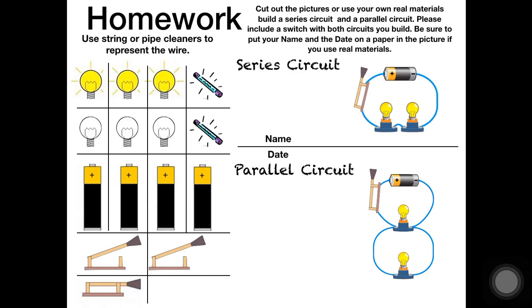A parallel circuit, as you can see here, has a wire that goes from the battery to the light bulb, and then another wire that goes to the next light bulb, because those two wires touch where they touch the first light bulb. The electricity does not need to go through the light bulb in order to get to the next light bulb. This is a parallel circuit.